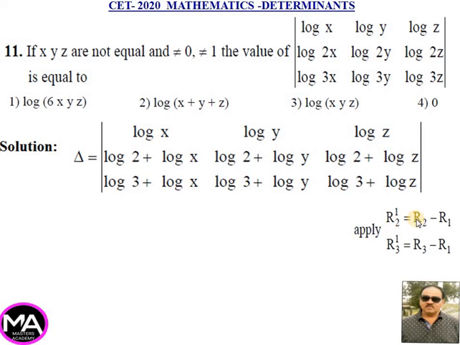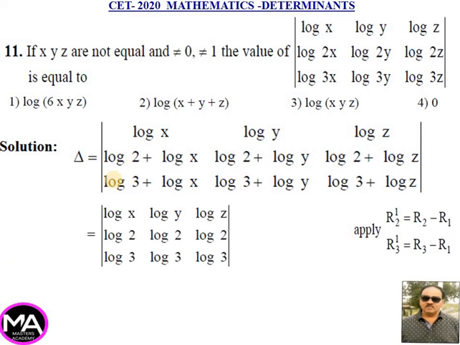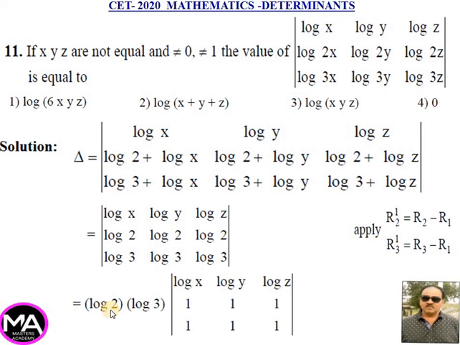Applying R2 changes to R2 minus R1, R3 changes to R3 minus R1. Delta is equal to first row as it is. R2 minus R1 means log 2, log 2, log 2. R3 minus R1, log 3, log 3, log 3. Taking log 2 and log 3 as common in the second and third row, that is equal to log 2 into log 3, determinant first row as it is, log x, log y, log z, second row 1, 1, 1, third row 1, 1, 1. Two rows are identical. The value of the determinant is 0. That is there in option fourth one.